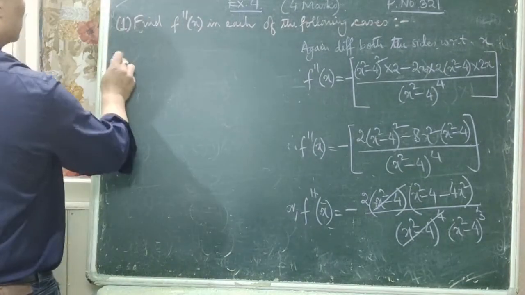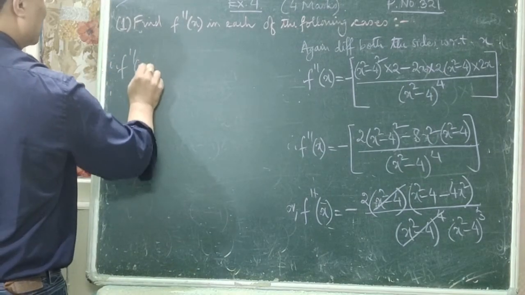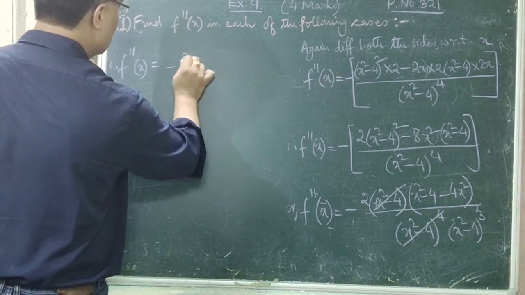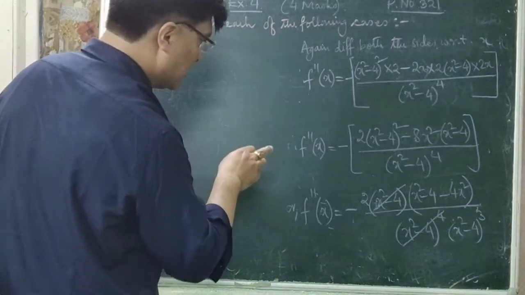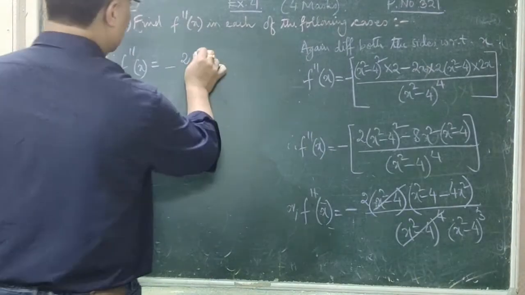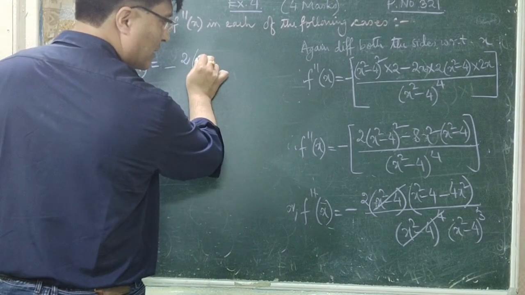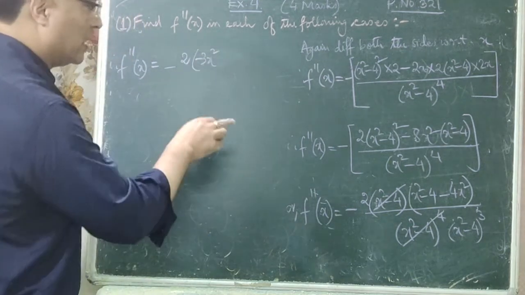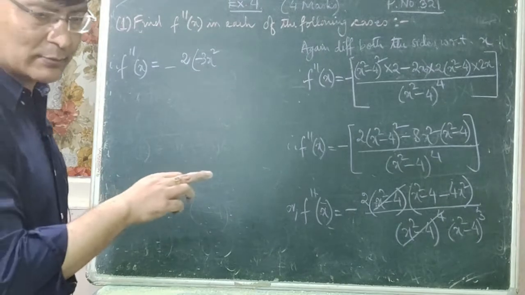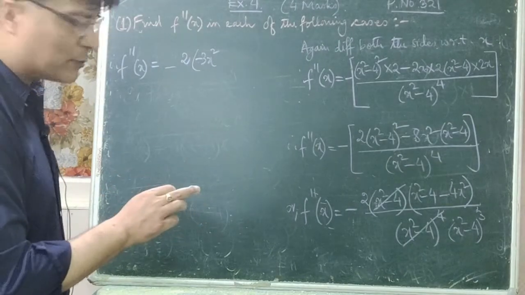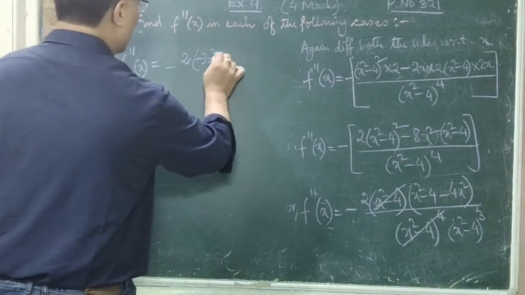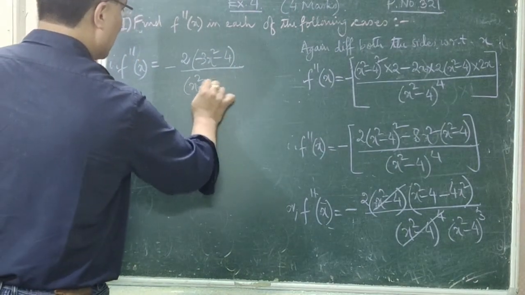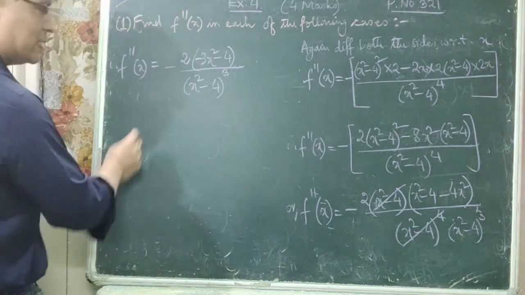What are the remaining terms? Therefore, f double dash of x is equal to minus 2, isn't it? Minus 2 into, this is your minus 2 minus 3x square, that is x square minus 4x square. Similar terms, but their opposite sign. You can subtract it, minus 3x square, then minus 4. This whole divided by x square minus 4 whole cube, right?